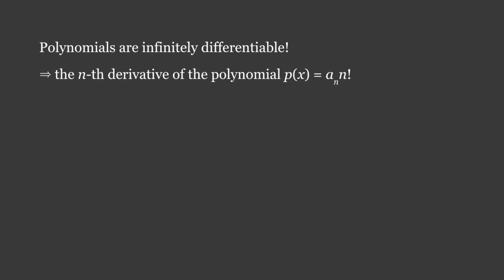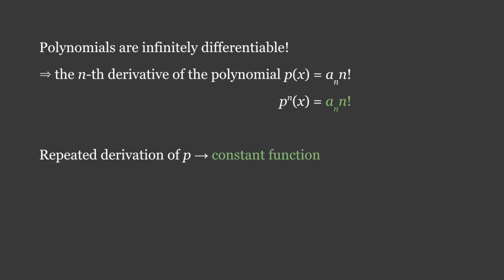Polynomials are infinitely differentiable. This fun property can lead us to an interesting result, that the nth derivative of a polynomial p is equal to its leading coefficient multiplied by n factorial, which can be concisely written. Recognize that this product is a constant. Before we actually obtain this equality, it would first be sensible to rationalize the idea that the repeated derivation of p will eventually lead to a constant function.